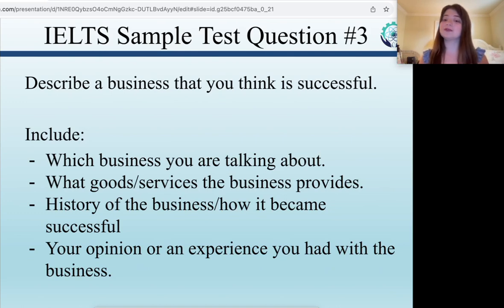Okay, what goods or services does this business provide to the public? What is the history of this business and how did it become successful? And also our opinion of the business or an experience that we had with the business. And this could be a positive experience or a negative one. If it's a successful business, it's likely going to be a positive opinion or experience. But if it is not, that's okay too, right? As long as you explain why that was your opinion or how that experience shaped your opinion of the business, then you're good to go.